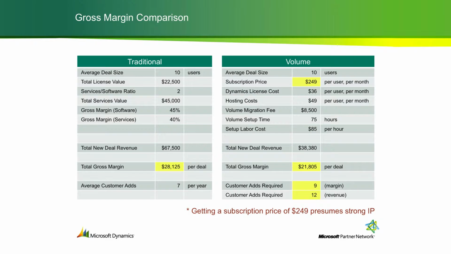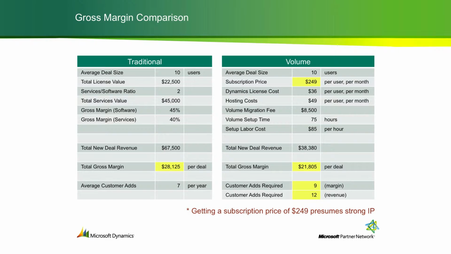But let's get back to deal size of 10, same in a cloud or volume-based scenario, subscription price of $249. You've got some license costs there. You've got some hosting costs. Let's say that you're charging a minimal, just in this example, what we're calling a migration fee, and really this is just to get the customer set up in that cloud configuration or that volume configuration, and effectively is for data transfer and things like that. Let's further say that it takes you 75 hours to set up that customer, and that you have a labor cost of around $85 per hour.